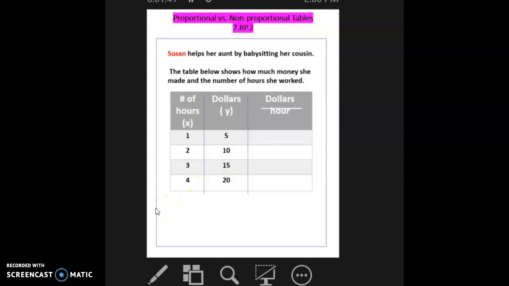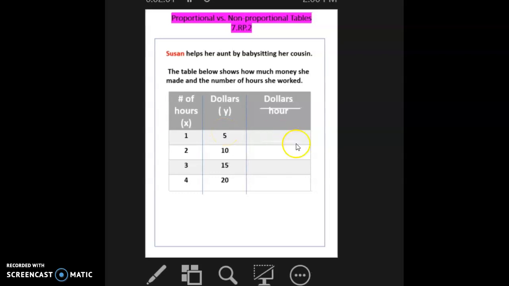So now let's think about how we get from column X to column Y. Is there something that we can do to the X value, or the 1, that would give us the Y value? If you guessed multiply by 5, you're correct. If we do 2 times 5, we get 10. 3 times 5 is 15, and 4 times 5 is 20.